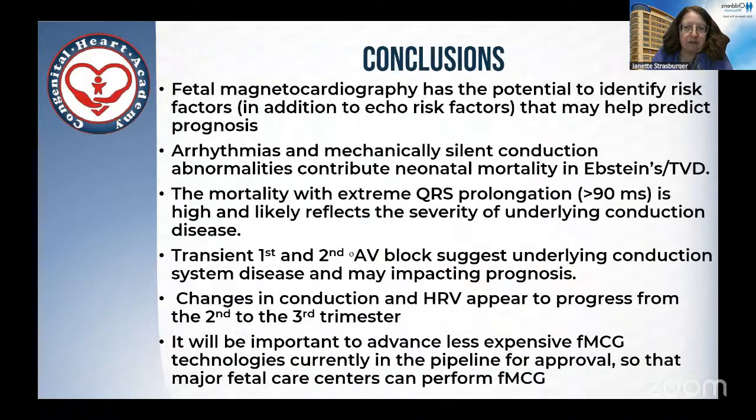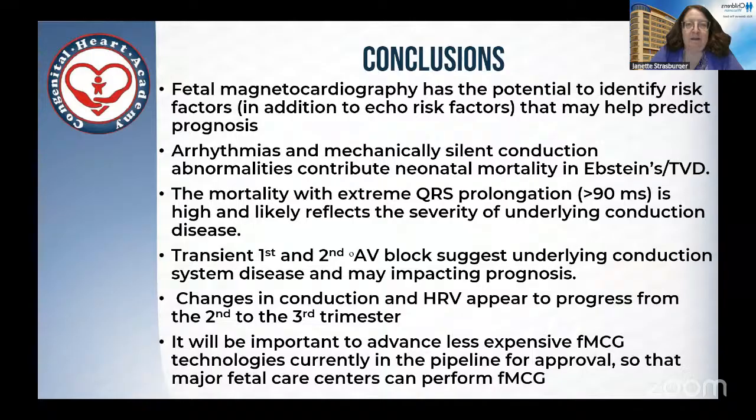So my conclusions are that the fetal MCG has the potential to help with risk stratification in addition to echo, and it may help us predict prognosis, especially with the width of the QRS. There's probably a QRS width beyond which there is no survival, which would be around 100 milliseconds. Arrhythmias and mechanically silent conduction abnormalities contribute to neonatal mortality in Ebstein's and tricuspid valve dysplasia. The mortality with extreme QRS prolongation is high and likely reflects the severity of the underlying conduction disease.